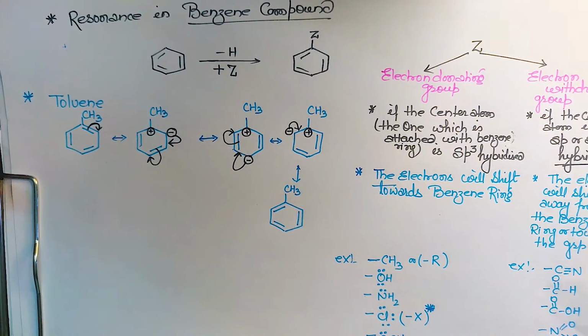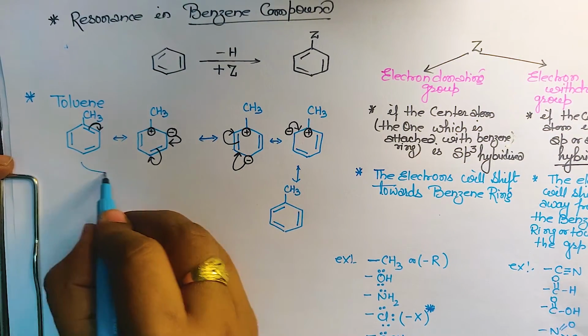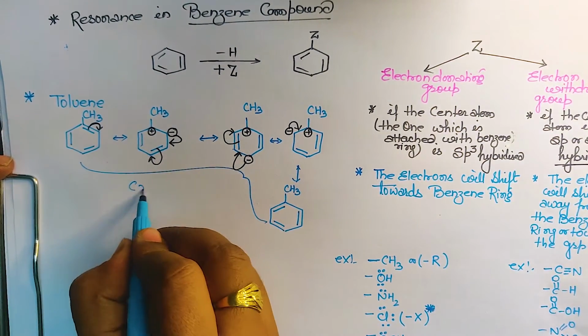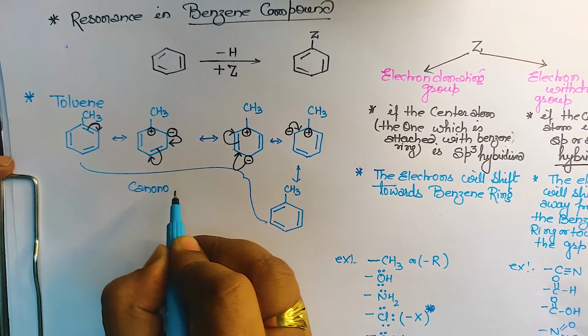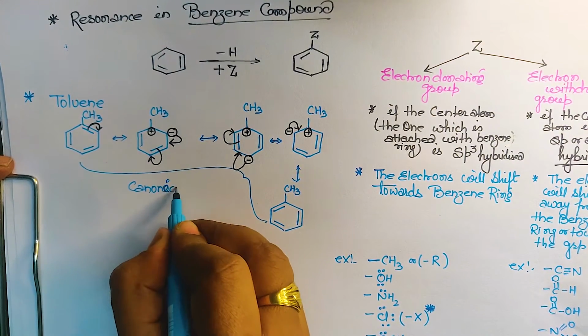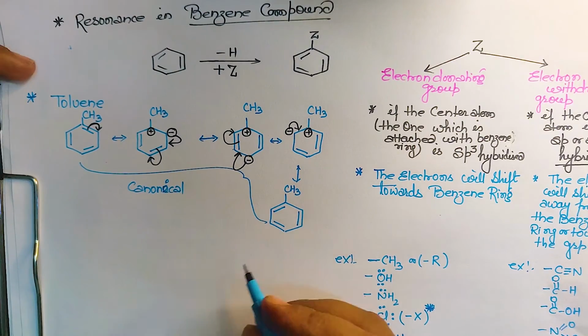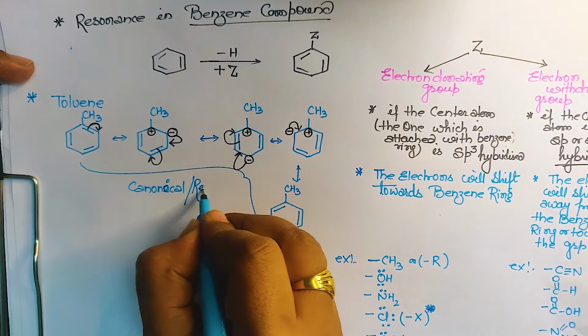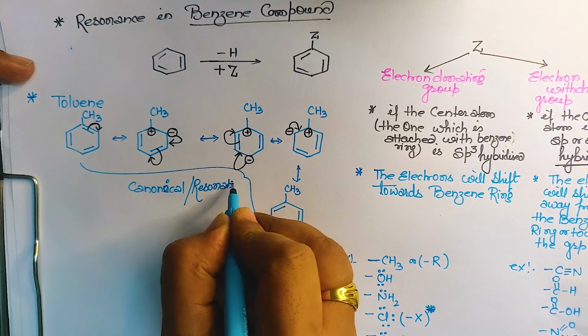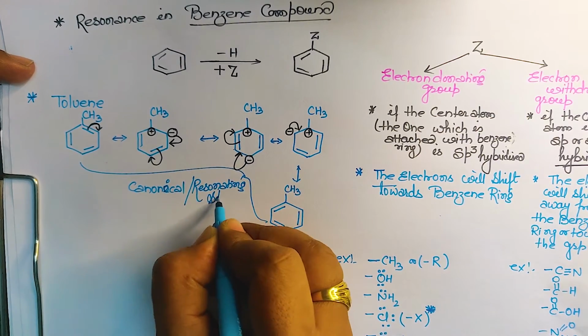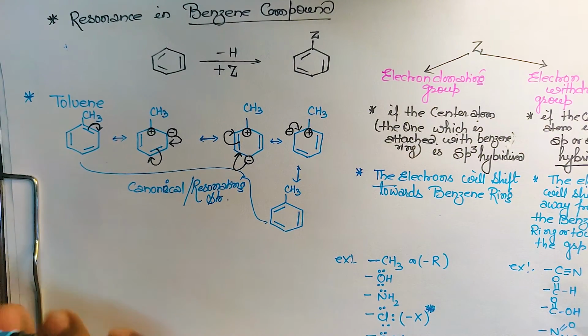So this is called the canonical structure. ये पूरा जो हो गया, this is the 5 canonical structures, or you can say the resonating structures. Resonating structure. Yes. And what will be the resonance hybrid?